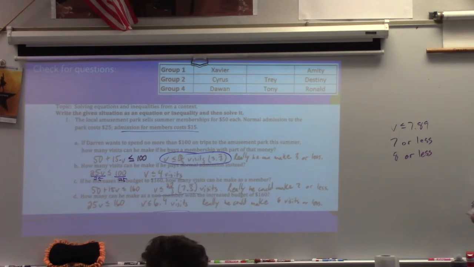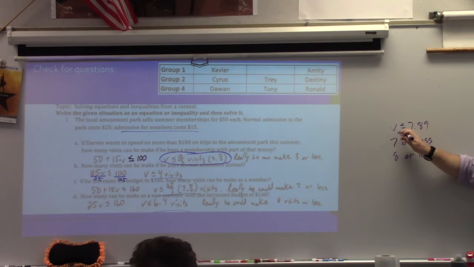8. Why is that? You round. Okay. Anyone have a differing opinion, or we all agree that it'd be 8 or less? 8, because you're rounding? But I want you to think about this. V has to be less than or equal to 7.89. Is 8 less than or equal to 7.89? No. So could you go up to 8 trips? No, you'd be going over budget.